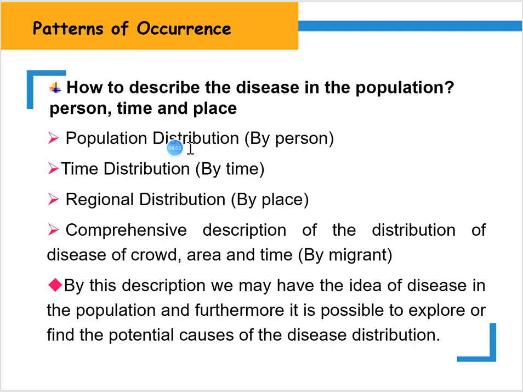How to describe the disease in the population? By person means population distribution. By time means time distribution. By place means regional distribution. Then, a comprehensive description of the distribution of disease by crowd, area, and time is by migrant. By this description, we may have an idea of the disease in the population, and furthermore, it is possible to explore or find the potential causes of the disease distribution.